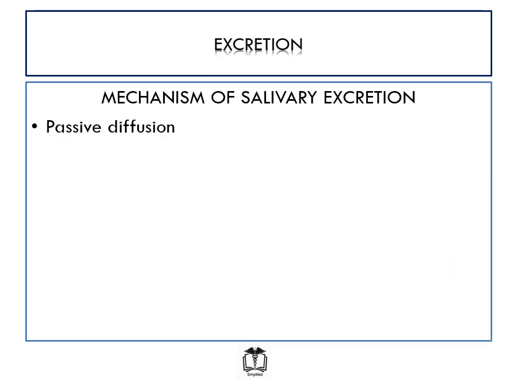For the salivary gland, the mechanism of salivary excretion is primarily passive diffusion. Drugs that usually make use of this mechanism are basic drugs like phenytoin, diazepam, theophylline, caffeine and lithium. These are drugs that are typically excreted using the salivary excretion mechanism.